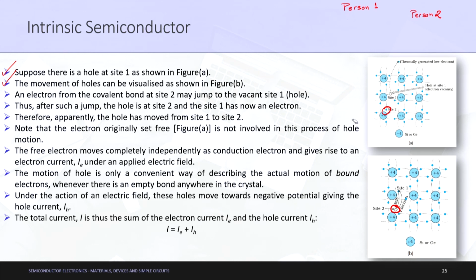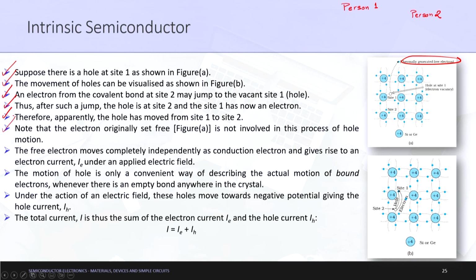Very easy, not very typical things. So let me just move forward. Therefore apparently the hole has moved from site 1 to site 2. So basically the visualization of hole motion has been explained here. Note that the electron originally set free is not involved in the process of hole motion. What they are trying to say is that this electron has nothing to do with the movement of the hole, because hole motion is only and only due to the electron residing in site 2.